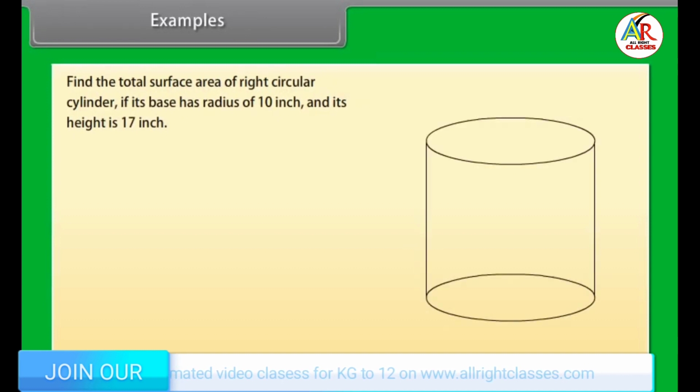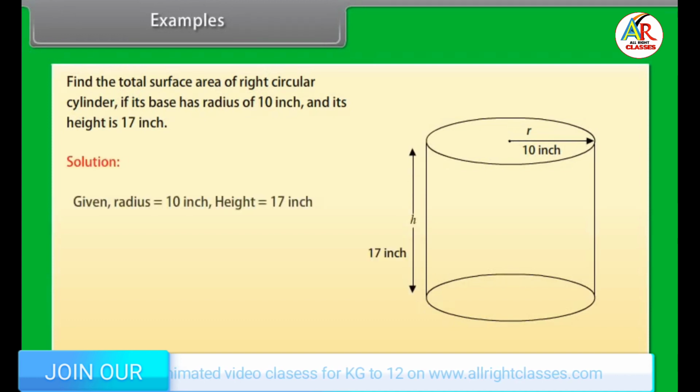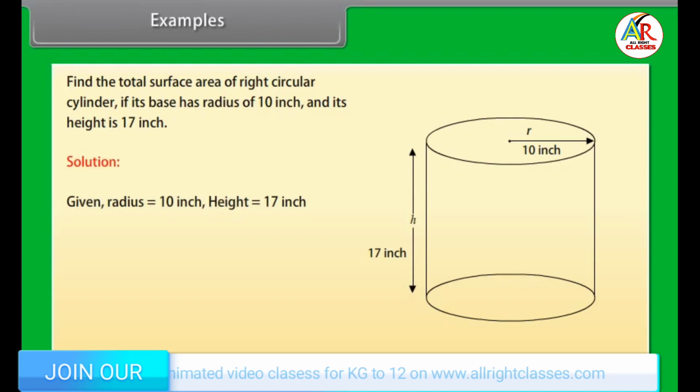And now if we cover the top and the bottom of the cylinder, we get its total surface area. Total surface area of a cylinder is equal to area of circles plus curved surface area of cylinder.